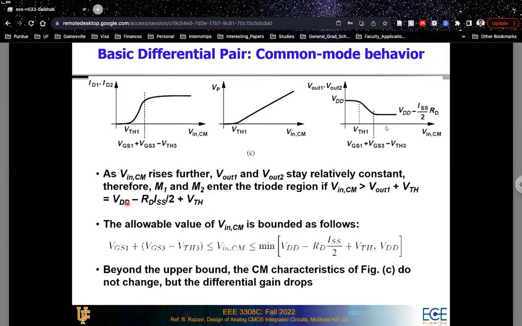Now, of course, VDD plus VTH is larger than VDD. If your ISS is very small, you might see that VDD minus RD ISS over 2, plus VTH, this overall quantity could be more than VDD if your ISS is very small, or if your RD, for that matter, is also very small. So in that case, that's why you have this minimum criteria, that your Vin,CM could also be equal to VDD, or it could be less than VDD if this term is less than VDD.